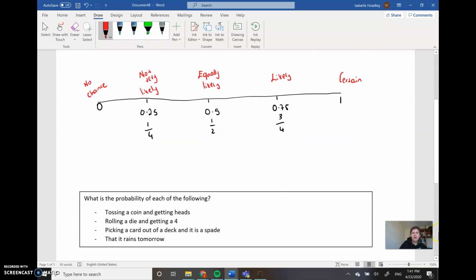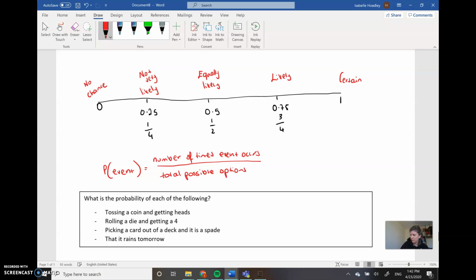Perfect. Okay. From here, the next thing we need to look at is how do you calculate the probability of something occurring? And you do that by the probability of an event. An event is just anything that could happen, but the probability of an event is the number of times your event occurs divided by the total possible options.